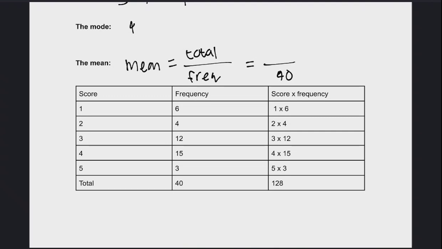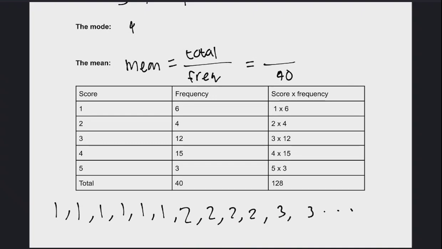And then we want to think about, how do we actually work out the total? If this looked like a distribution that we looked at before, it would look something like this, right? So for all the times that you have a score of 1, with a frequency of 6, it's going to be 1, 1, 1, 1, 1, 1. And then you get a score of 2 with a frequency of 4, so you've got 2, 2, 2, 2. You've got a score of 3 with a frequency of 12, so you're writing out 3 12 times. And what we would usually do is just add up all of these to get our total. But that's not really feasible.